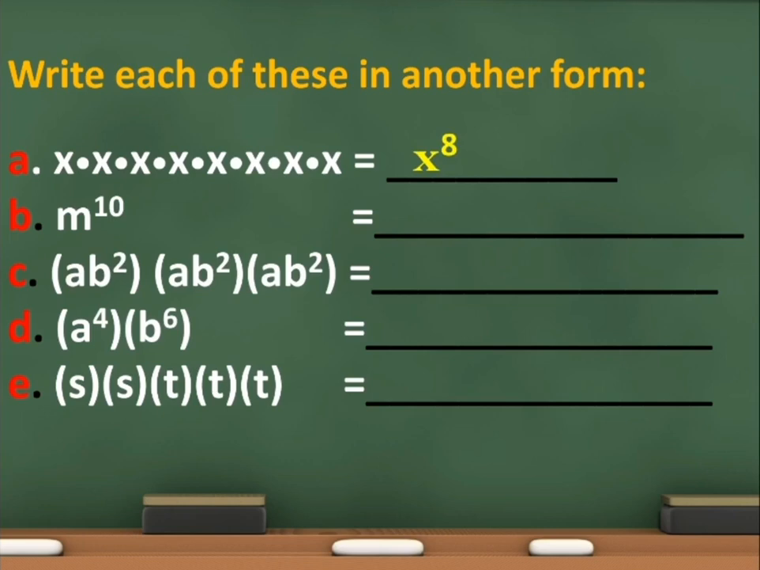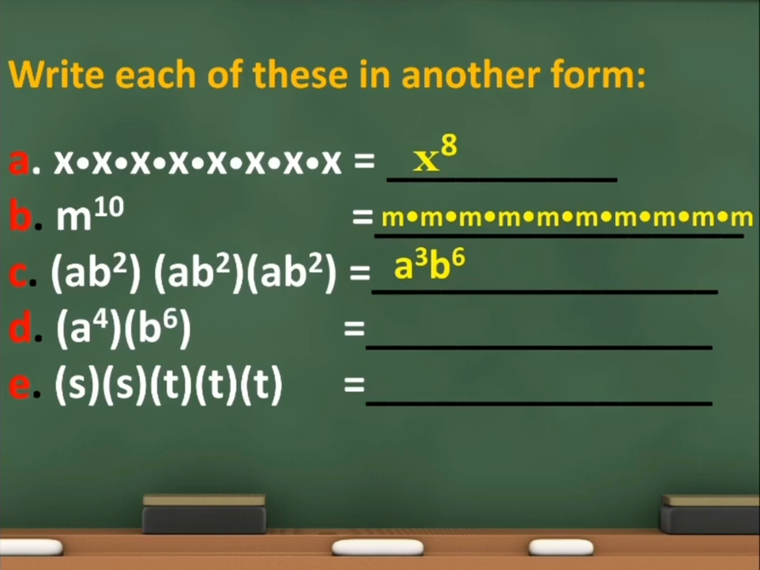So magkakaroon naman ng m times m, hanggang matapos natin yung 10 m's. Letter C, a cube and b to the 6th power. So a times a times a is a to the 3rd power, then b squared times b squared times b squared is equal to b to the 6th power.